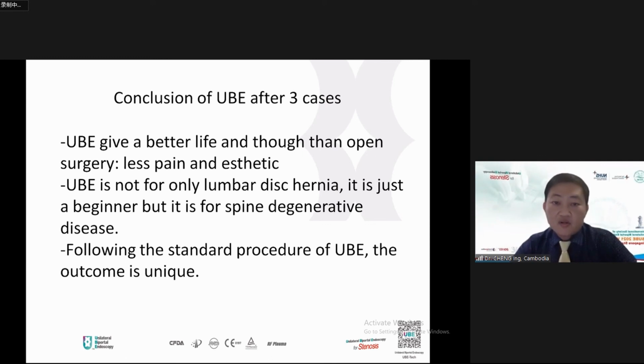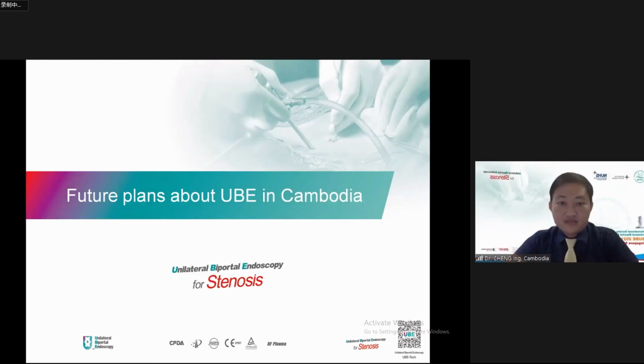UBE is not only for lumbar disc hernia. It is just a beginning for me, but it is for spine degenerative disease. Following the standard procedure of UBE, the outcome is unique.